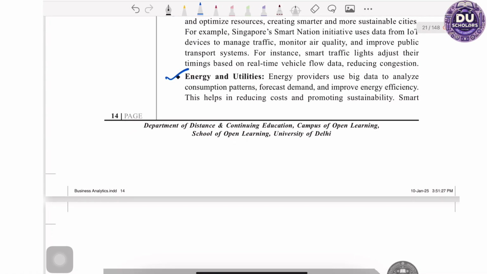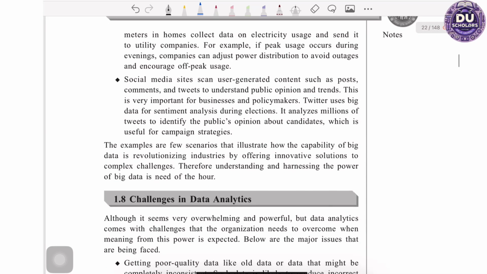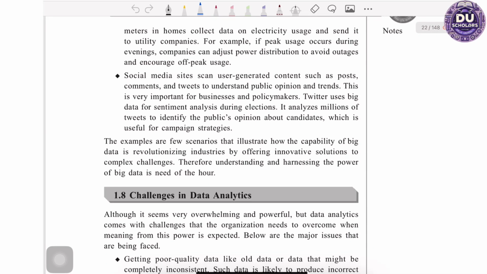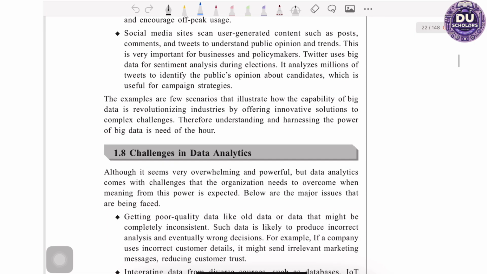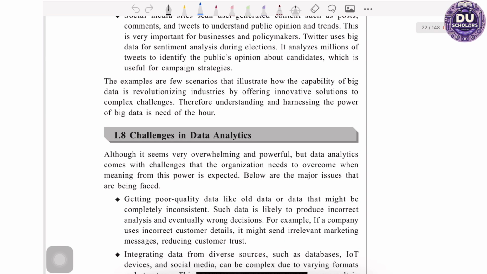This helps in reducing the cost and promoting sustainability. Smart meters in homes collect data on electricity usage and send it to utility companies. Okay, so these are some examples of scenarios that illustrate how the capability of big data is revolutionizing industries by offering more innovative solutions to complex challenges, right? So understanding and harnessing the power of big data is the need of the hour, right?